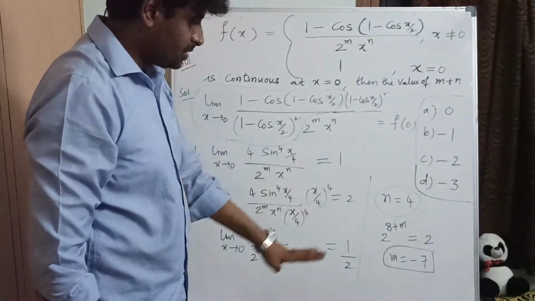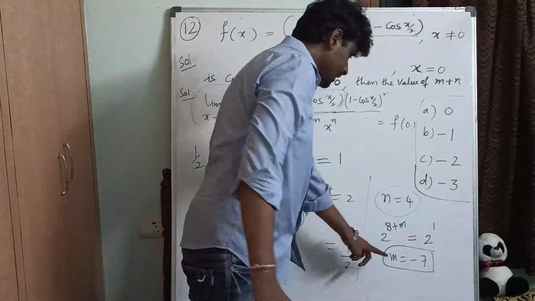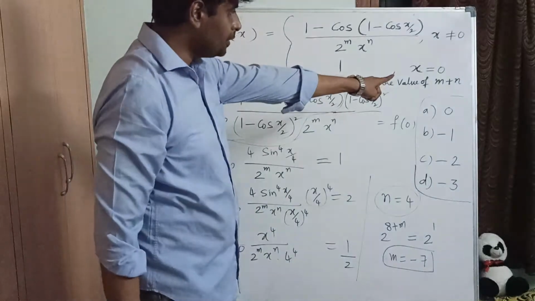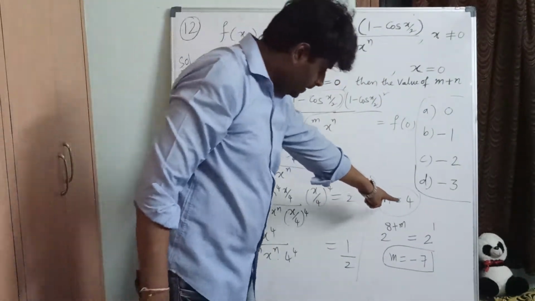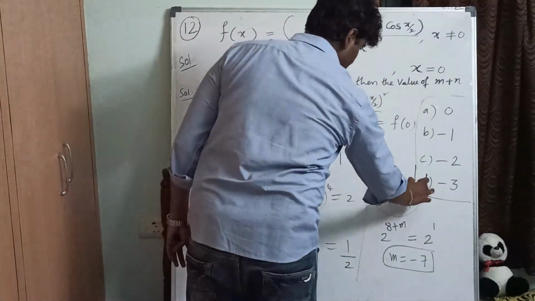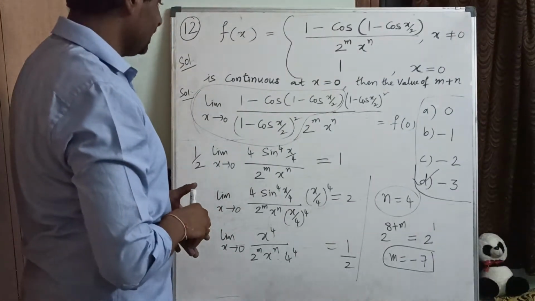So bases are the same, powers can also be equated now. Okay. So m equals minus 7 finally, n equals 4. So finally what are you going to find the value of? m plus n. Sum up all this. 4 minus 7 means minus 3. Okay. So option D is correct in this.